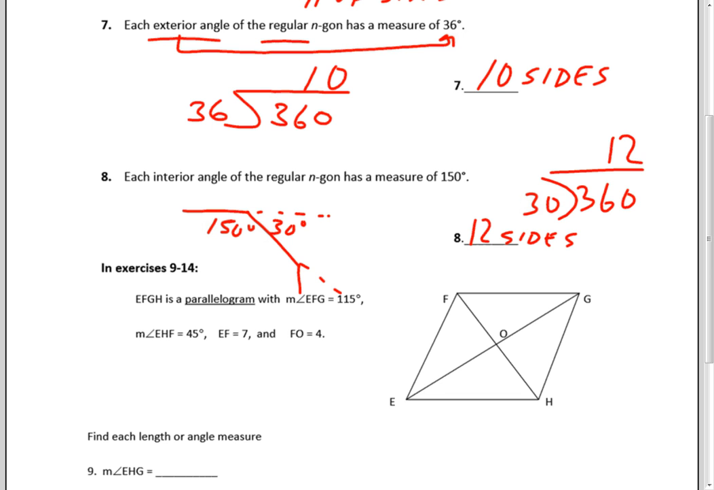Now, did somebody else do this problem by just dealing with the inside? Did anybody do that? You can do that. You can figure out that n minus 2 times 180 divided by the number of sides is equal to 150. By solving that equation for n, you'll get directly to 12 sides. But this is a little bit quicker.